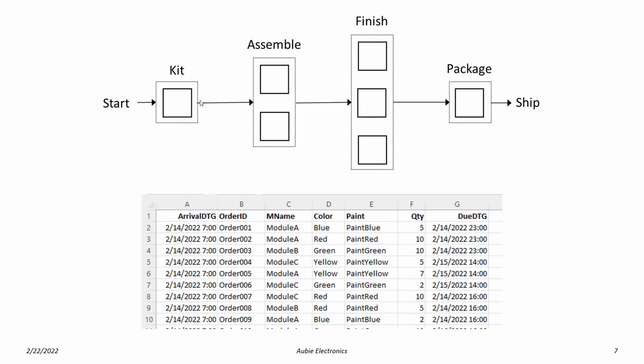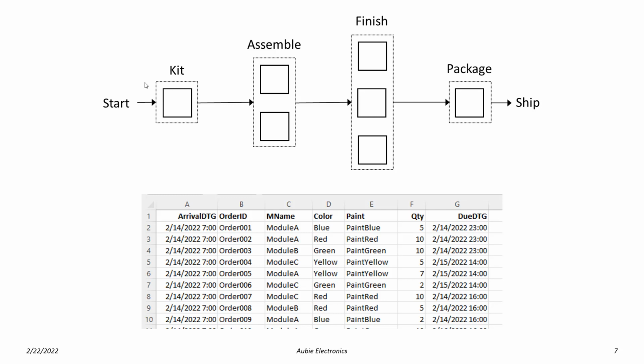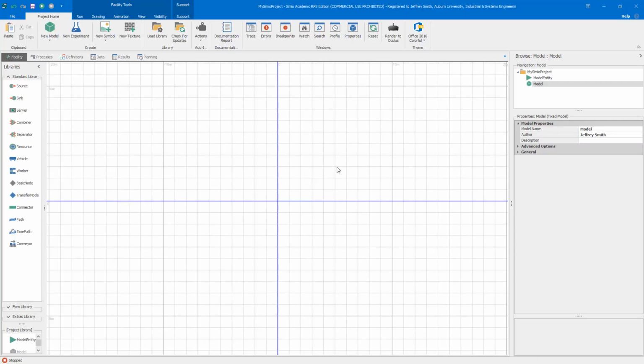So recall our system, we have 4 stages and we're processing orders. And for these two, the assemble and finish stages, we decided we were going to define this work center workstation concept where we have the stations that belong to a work center being fed by a transfer node. So once we have this definition, we're going to use that definition even on the kit and the package. So we're going to define a generic workstation as being a transfer node and a set of stations that belong to that work center. So here we are in Simio, and let's get started.